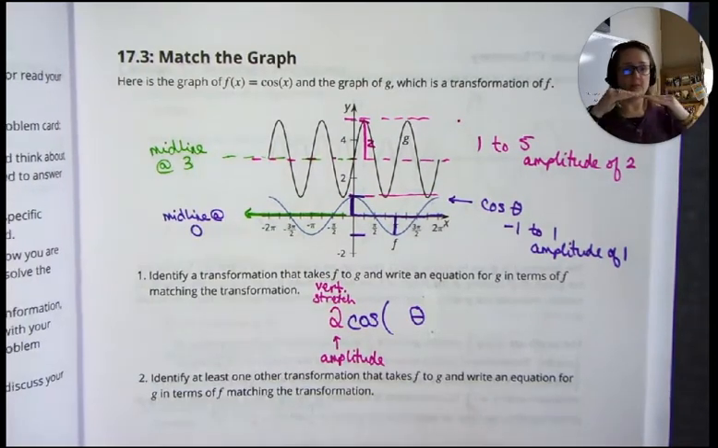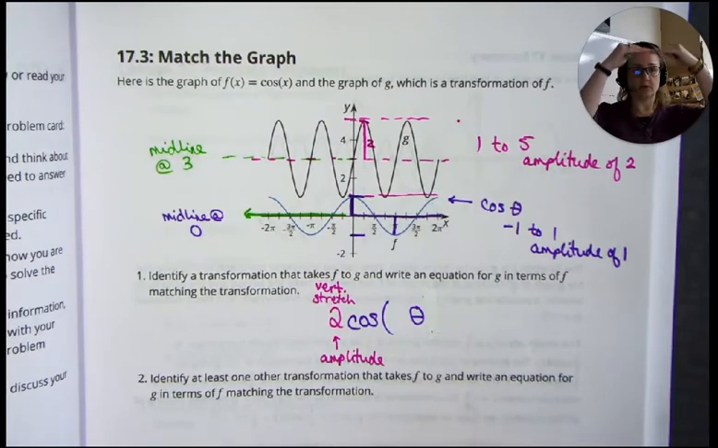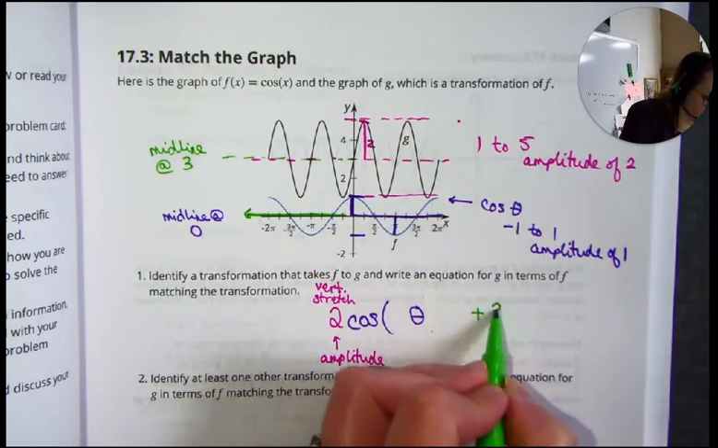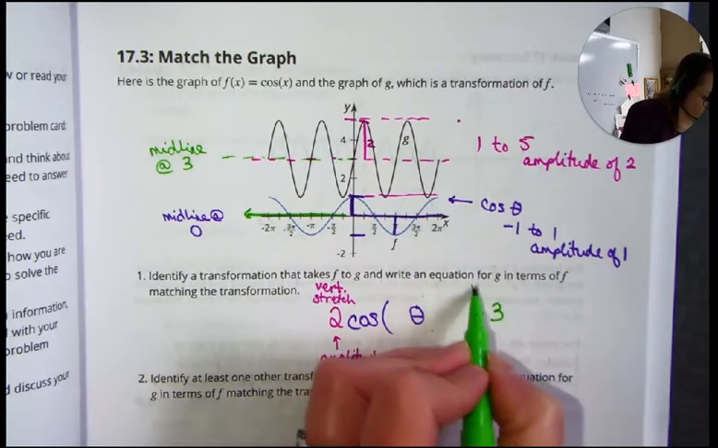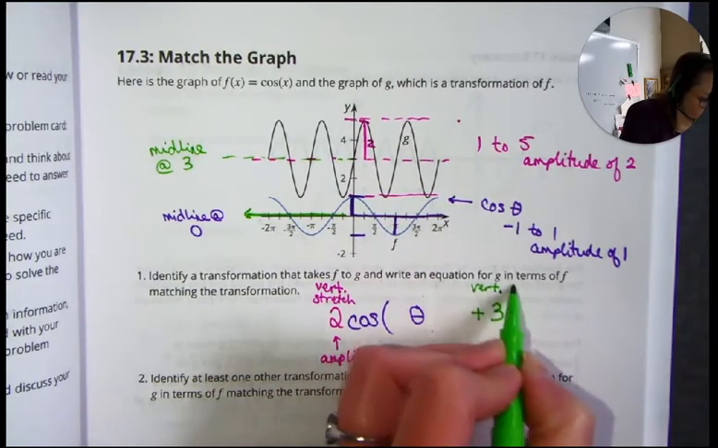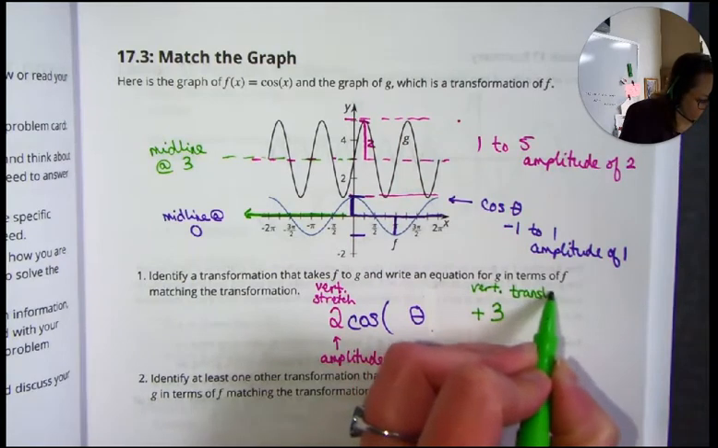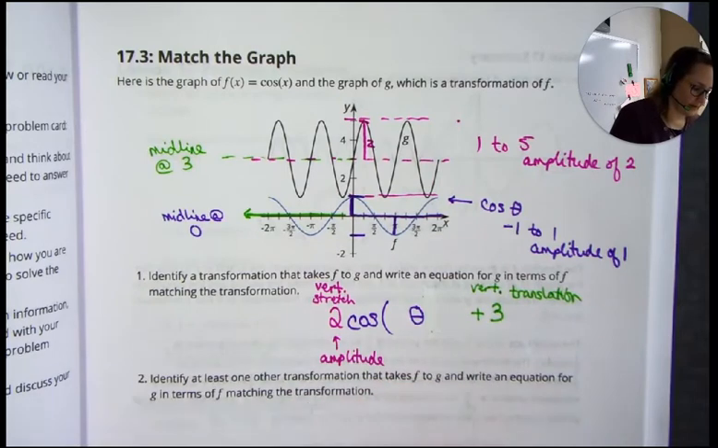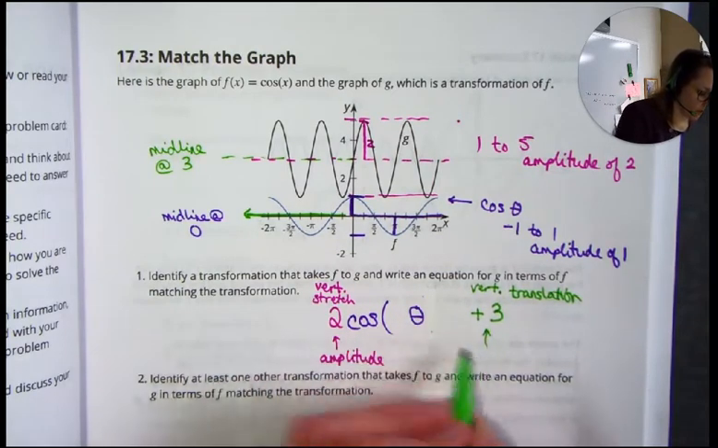To move that midline up, you're seeing me do this here on camera too, we're just going to take that thing and slide it up. So we want to have a plus 3 at the end. That is our vertical translation. Okay, so we found that by what changed the midline.